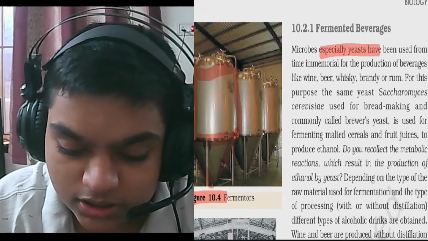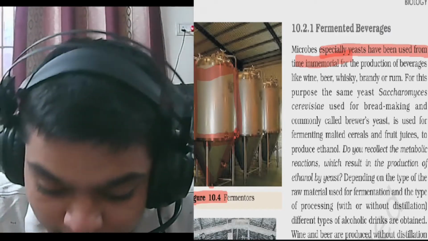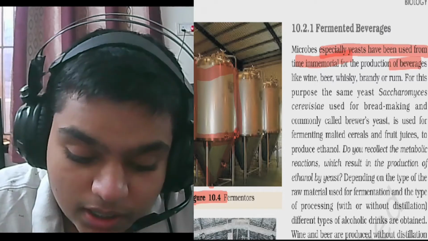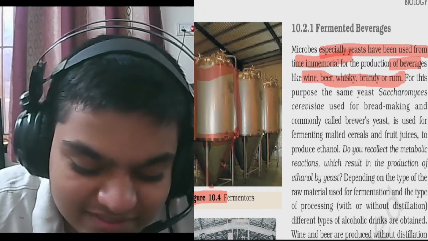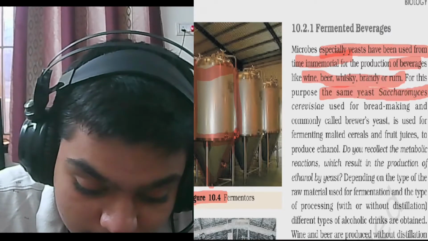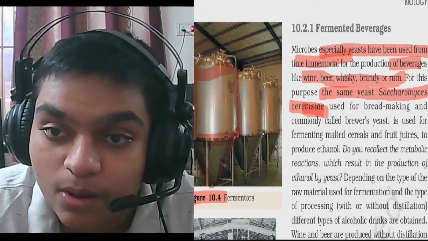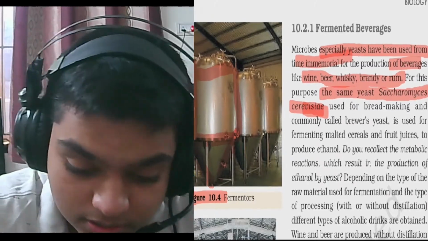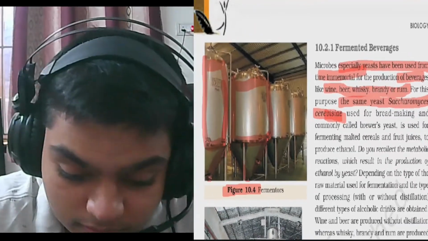Microbes, especially yeast, have been used over a long time for the production of beverages like wine, beer, whiskey, brandy, rum, gin, etc. For this purpose, remember, the same yeast, Saccharomyces cerevisiae, is used, but we call it by a common name, brewer's yeast.